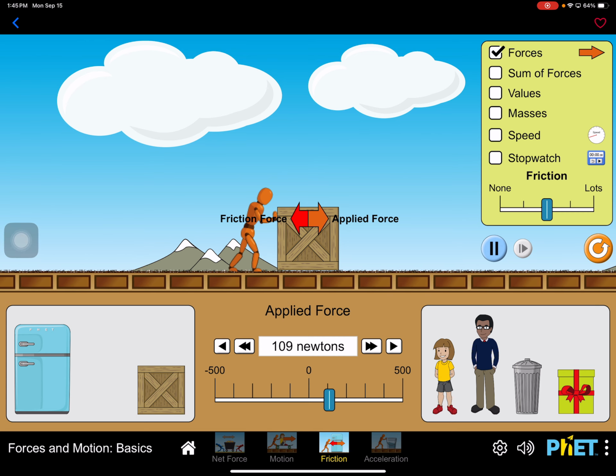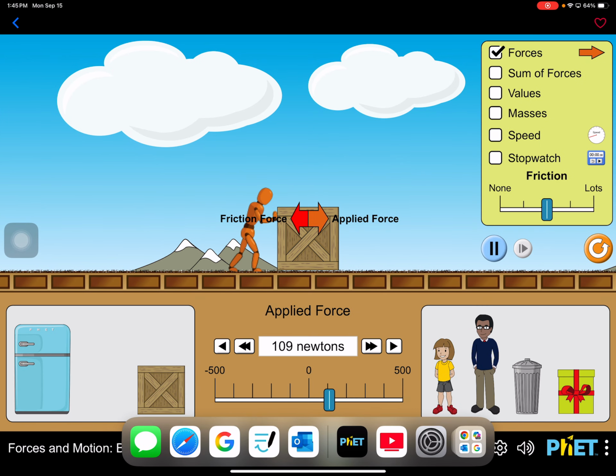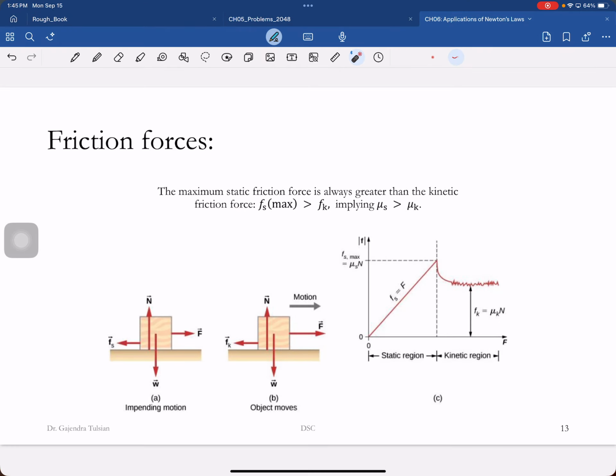So it's hard to get an object to move, but once you get it moving, it's not as hard to keep it moving. Okay, so the kinetic friction force is always smaller than the maximum static friction force. All right, so you apply a force and the static friction force is preventing you from moving. So what we do is we make this force larger and larger.